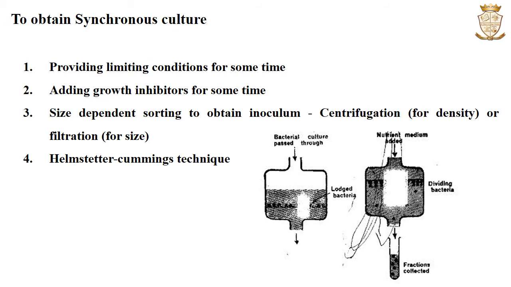So this is providing limiting conditions for some time, and when the limiting conditions are reversed, when we provide the necessary requirements, then the cells will be growing and providing a synchronous type of growth.